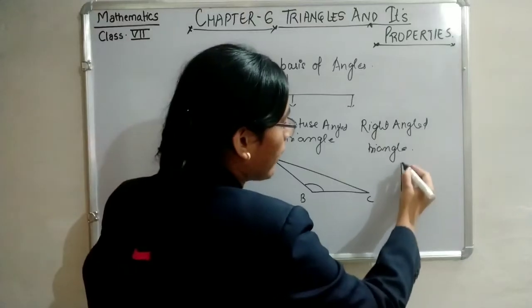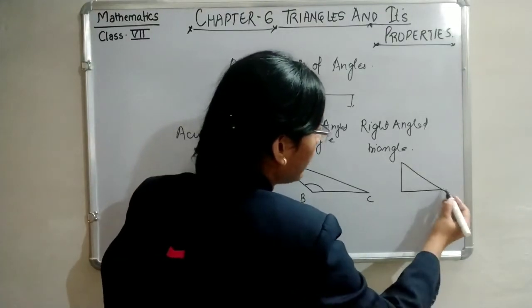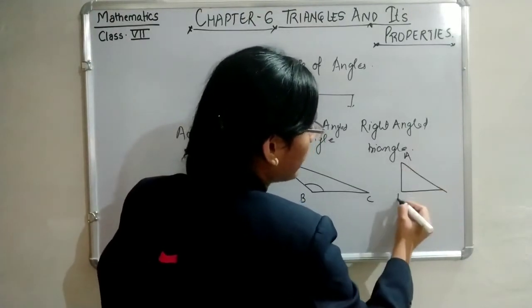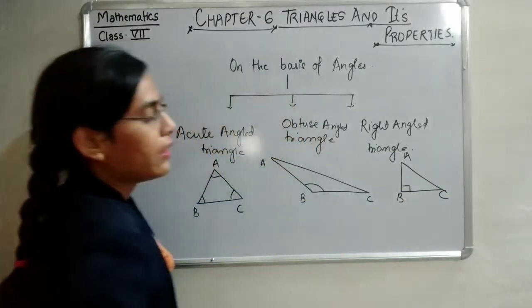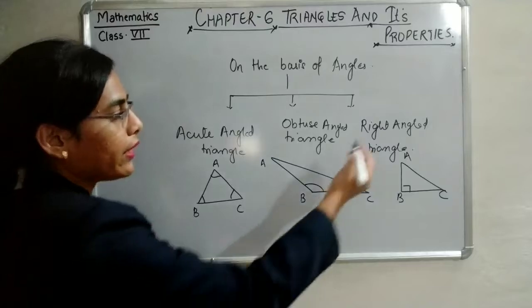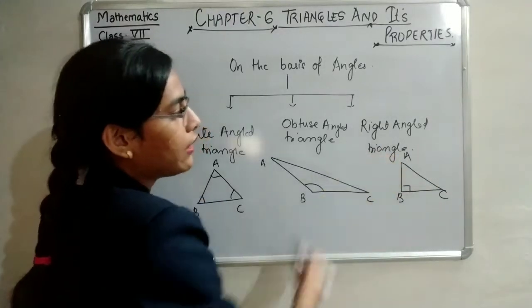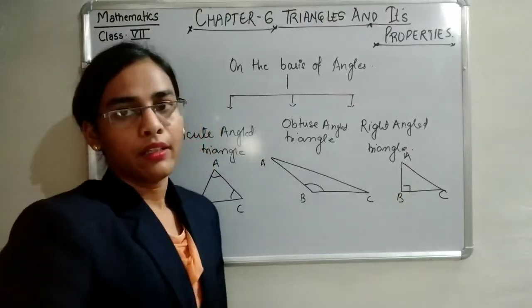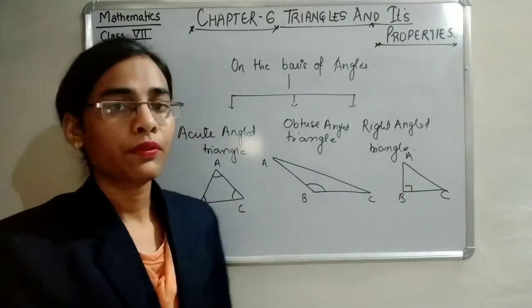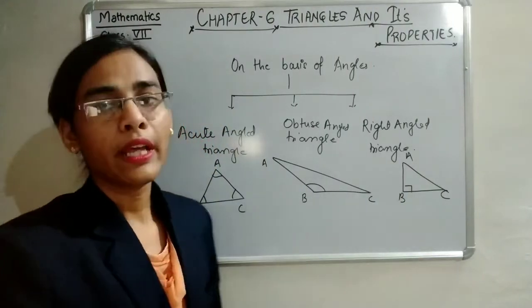In the right angle triangle, we have one angle of 90 degrees. Here in this triangle ABC, we have angle B equal to 90 degrees. So this triangle ABC will be a right angle triangle because one angle is of 90 degrees, which is a right angle. This is the classification of triangles on the basis of their angles.